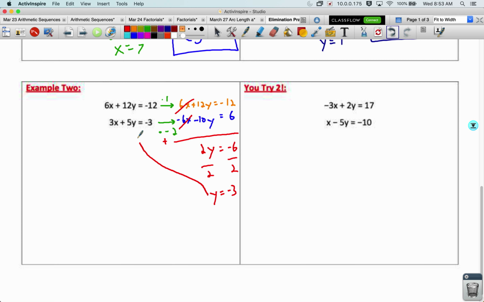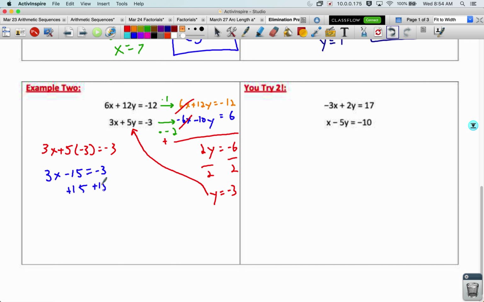Plug that back into either of these original equations. I'll plug it in right there. And you get 3x plus 5y, but y has been replaced by negative 3, equals negative 3. And we'll keep solving here. 3x minus 15 equals negative 3.